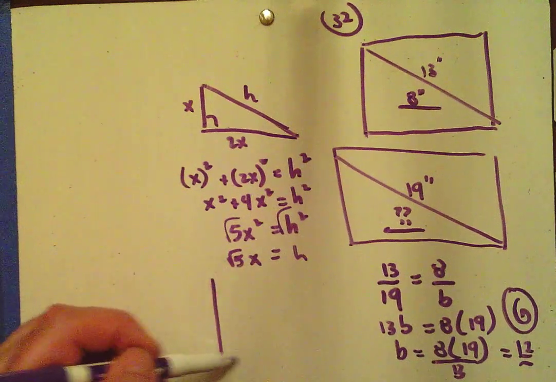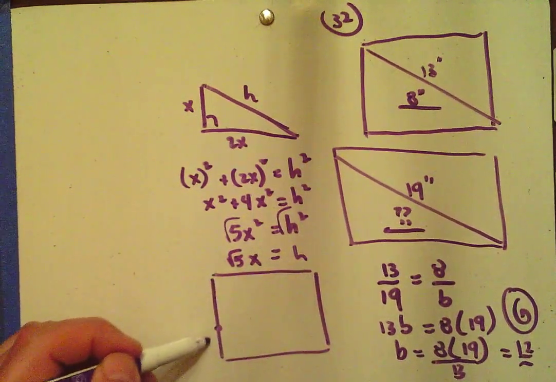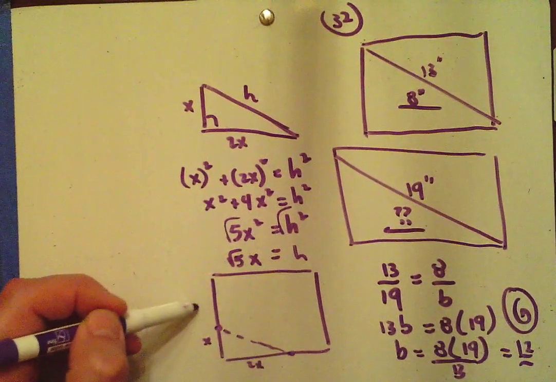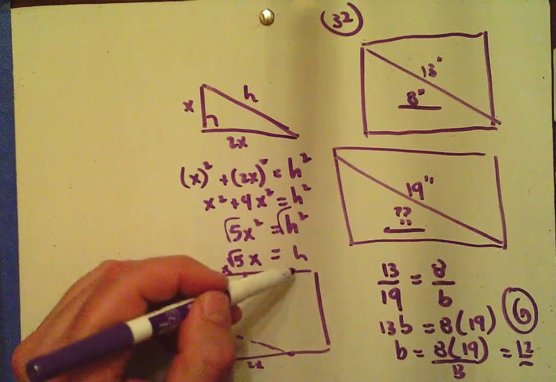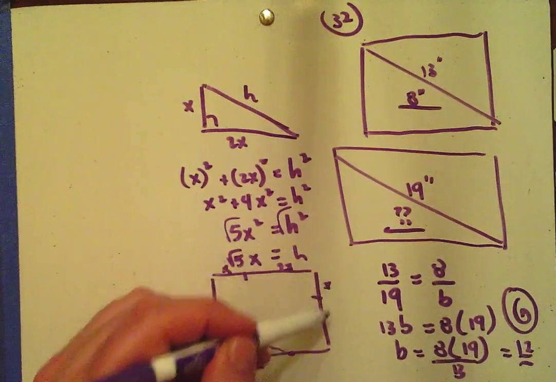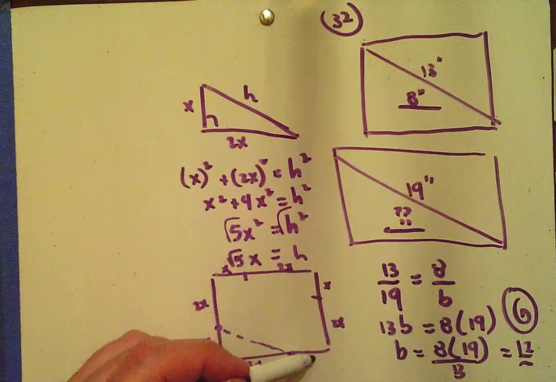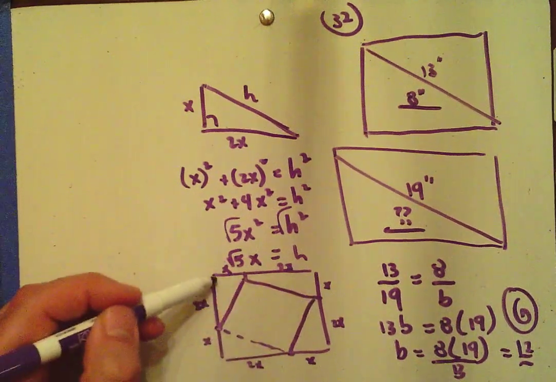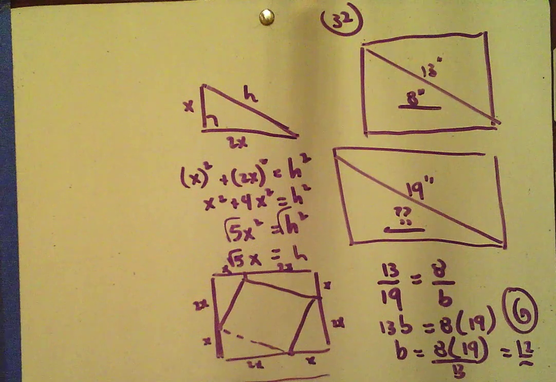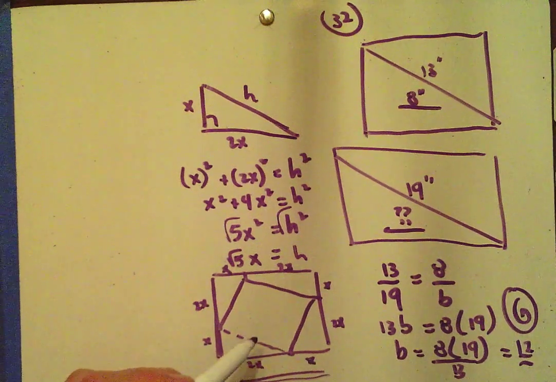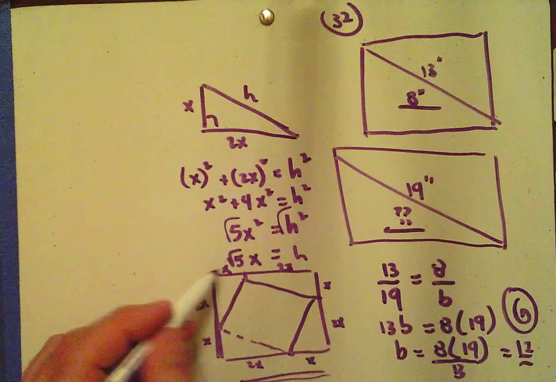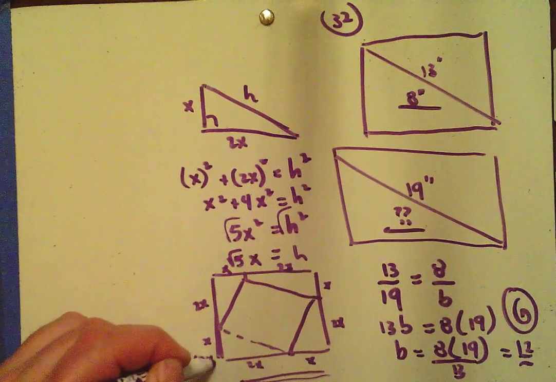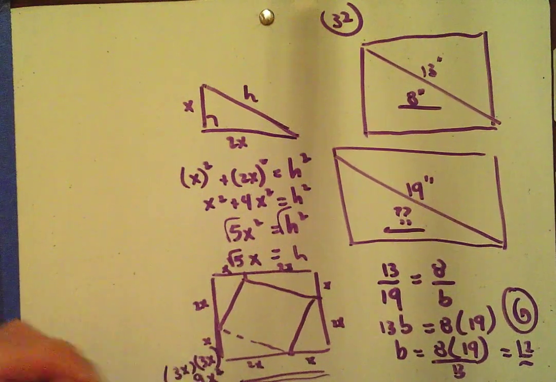Now, if I go back to the original square, where this was x, and this was 2x, and this was 2x, and this was x, and this was 2x, and this was x, and this was 2x, and this was x, the area of this big outside square, well, the side length is 2x plus 1x, or 3x. So the area of this would be 3x times 3x, or 9x squared.